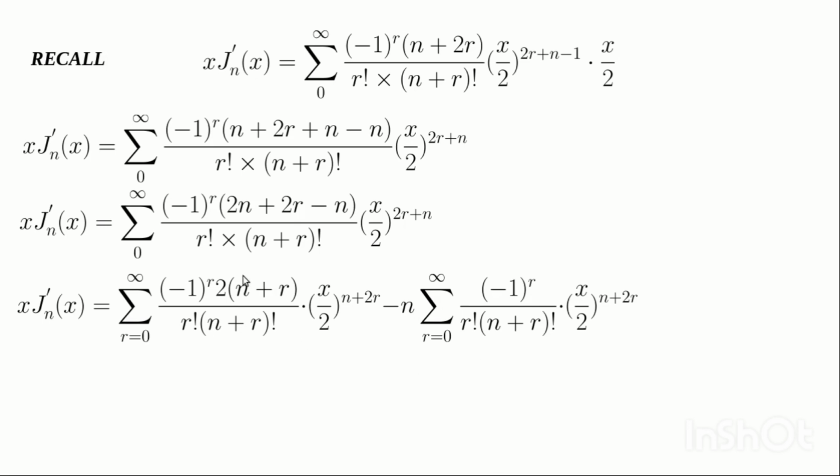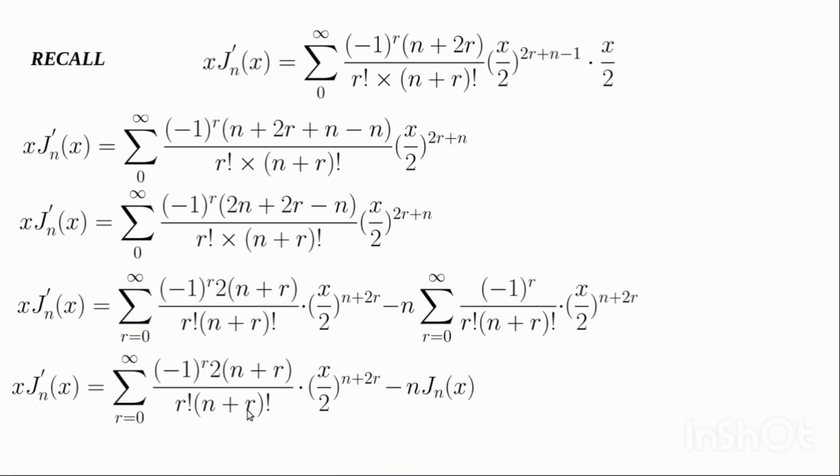So we can split this one also into x over 2. We subtract 1 from this n plus 2r, so that our 2 can take care of 2. Then we have n plus r here. Here becomes n plus r into bracket n plus r minus 1 factorial. So we have these parts. We've already taken care of this as n J of n of x. We've already split this one.